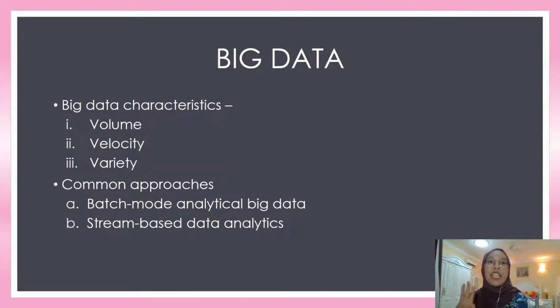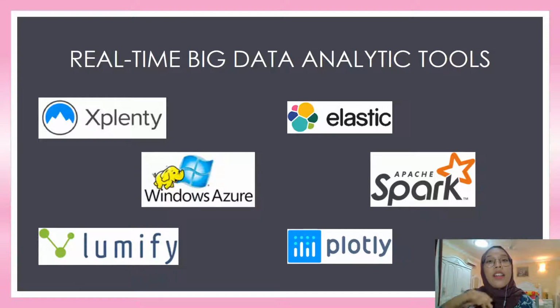So there are three big data characteristics, which are volume, velocity, and variety. And the common approaches of big data are batch mode analytical big data and stream-based data analytics. Okay, so what are examples of real-time big data analytic tools? There's Xplenty, Windows Azure, Elastic, Lumify, Apache Spark, and Plotly. And there's a tool that Twitter owns themselves, which is called Storm. And there's also GridBrain and so on.